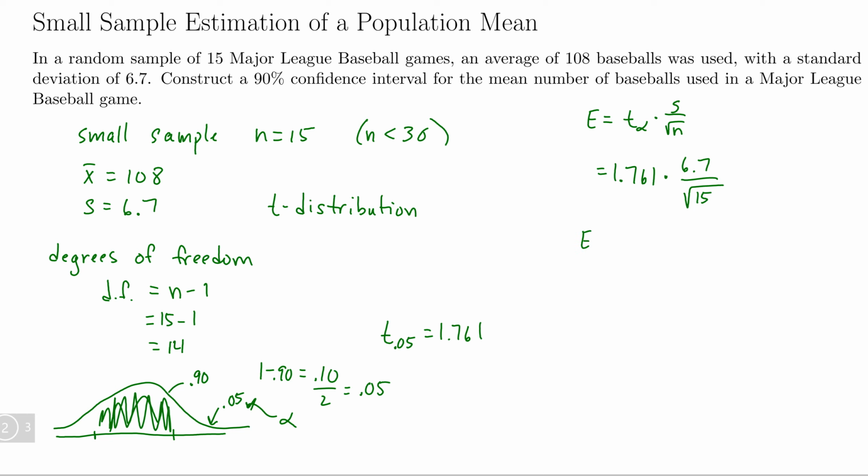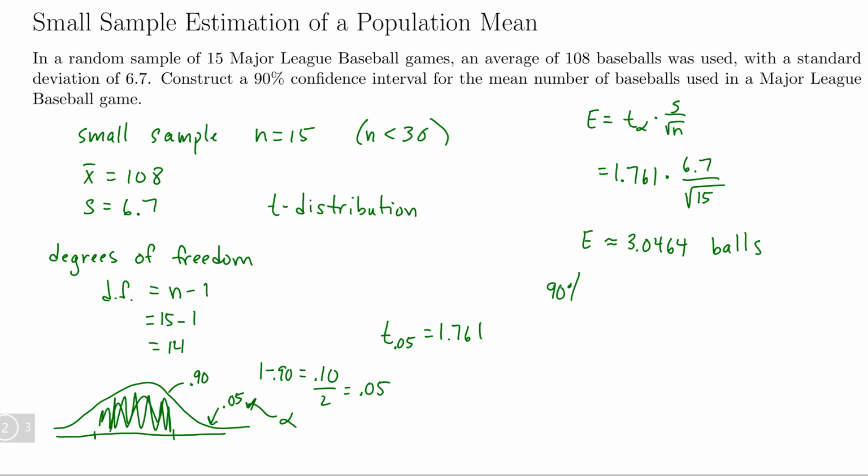This gives us an error of about 3.0464 balls. Because remember, what we're trying to find is the true average number of baseballs used. So we think that the true number is within 3.0464 balls of 108.